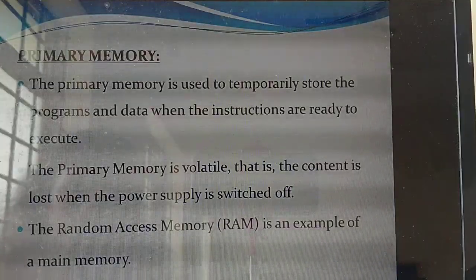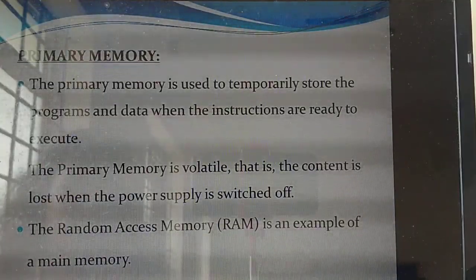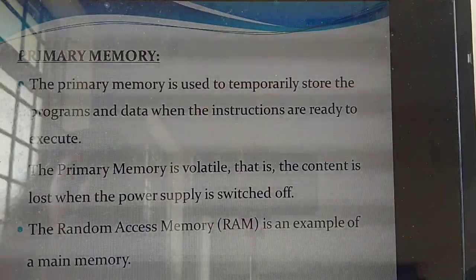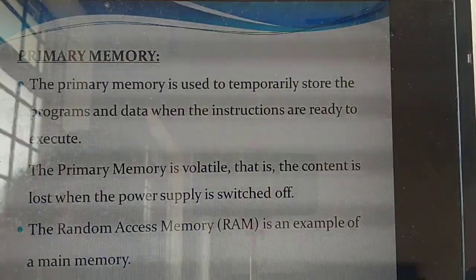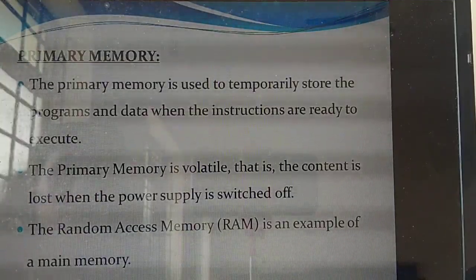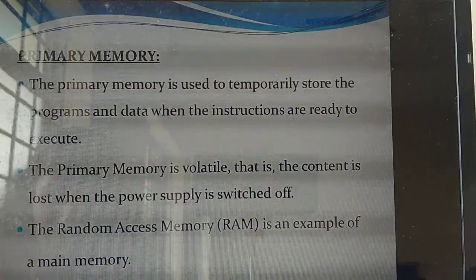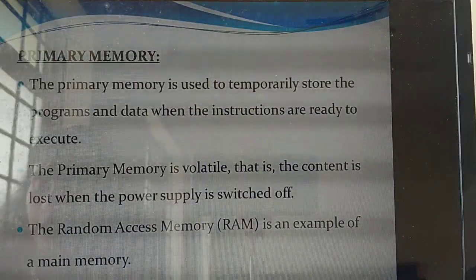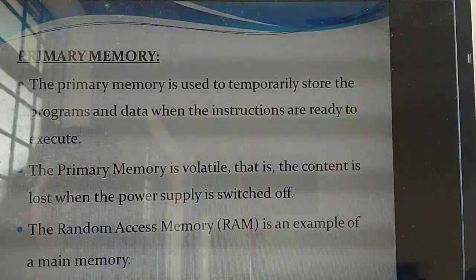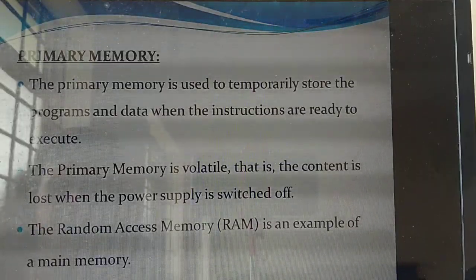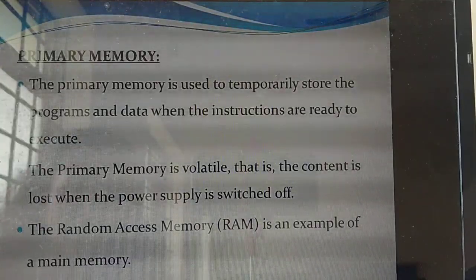Understand? Two types of memory were studied. What are they? Primary memory as well as secondary memory. Which one is used to temporarily store the programs? Primary memory. Primary memory is always used to store the programs in a temporary manner. So primary memory is a volatile memory. That means if the power is gone, the data will get lost. That means primary memory is volatile if the content is lost when the power supply is switched off.